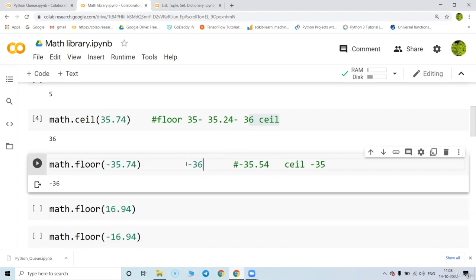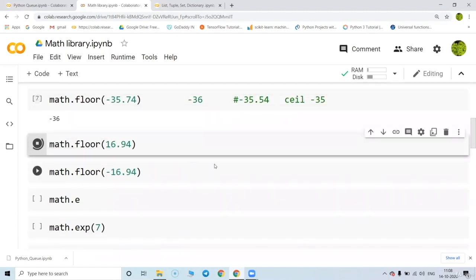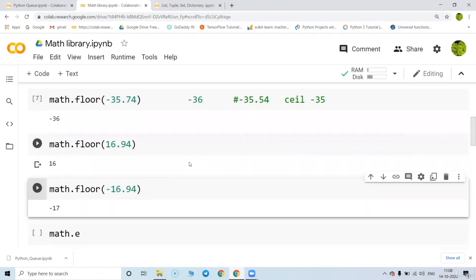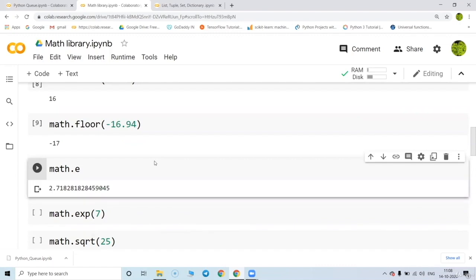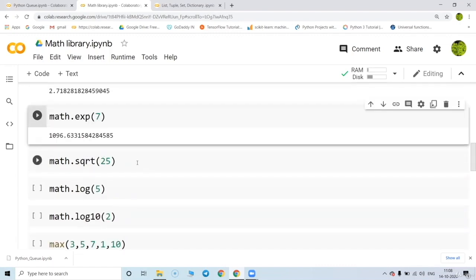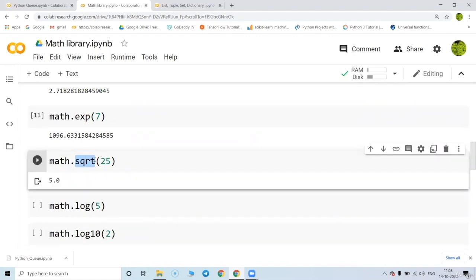Great. So now we can go ahead with the floor and ceil concept. The floor of this is 16 for sure, and the floor of this will be minus 17. If you want to find e raised to a value, exponential raised to 1, then you can use math.e. You can even find e raised to 7. You can find the square root directly. The sqrt function is available in math.